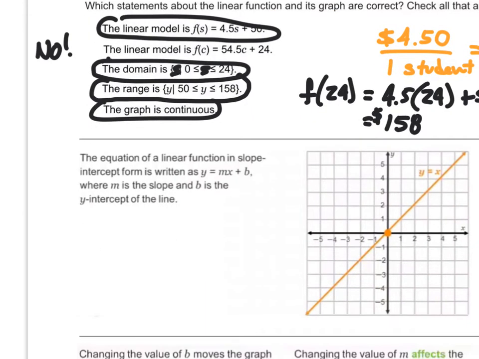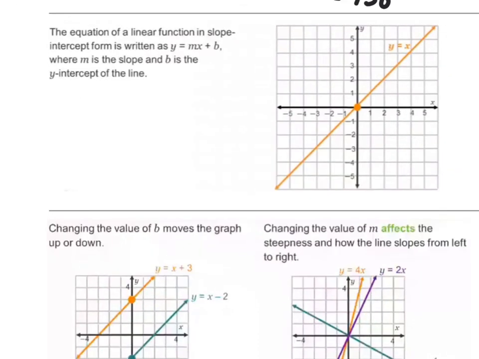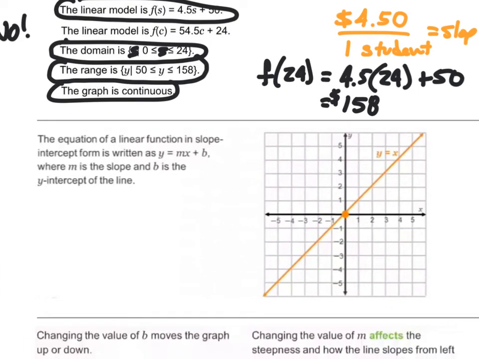Let's take a look at a couple more problems. It says the equation of a linear function in slope-intercept form is written as y equals mx plus b, where m is the slope and b is the y-intercept of the line. Let's take a look at this one. This one's always kind of confusing. What if you had the line y equals x? Now let's take a look here.